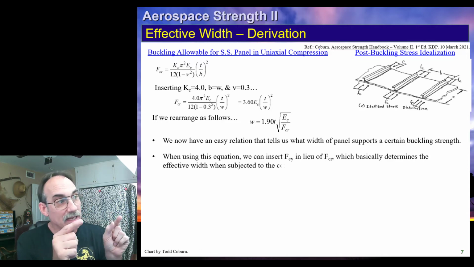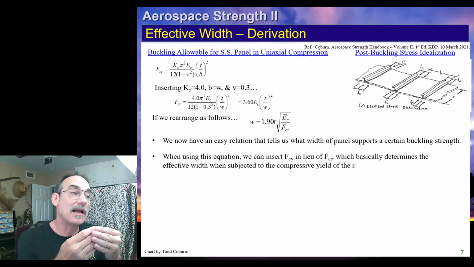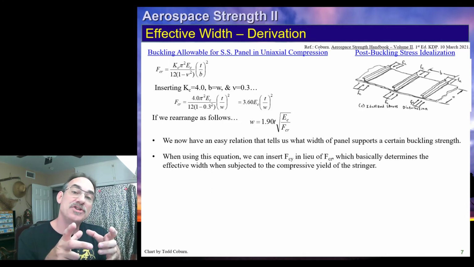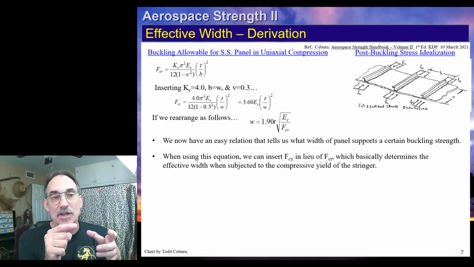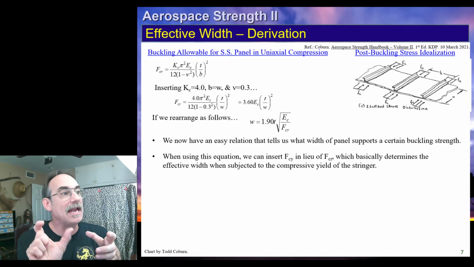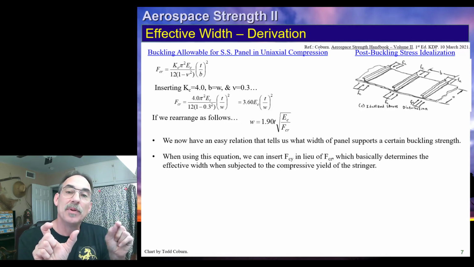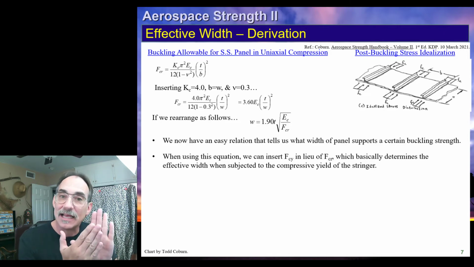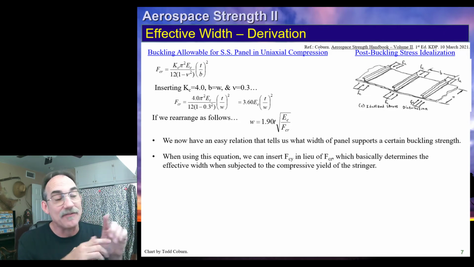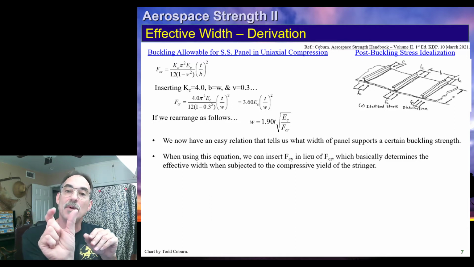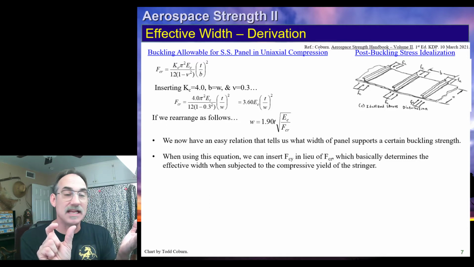So once again, if you look at this, we've got the critical buckling stress for that panel. And what we've chosen to do is now solve for that W, that width of the panel, that supports a certain stress level. So if we plug in the buckling allowable of the stringer in that FCR position, we will end up calculating the effective width of skin that will support the same allowable.